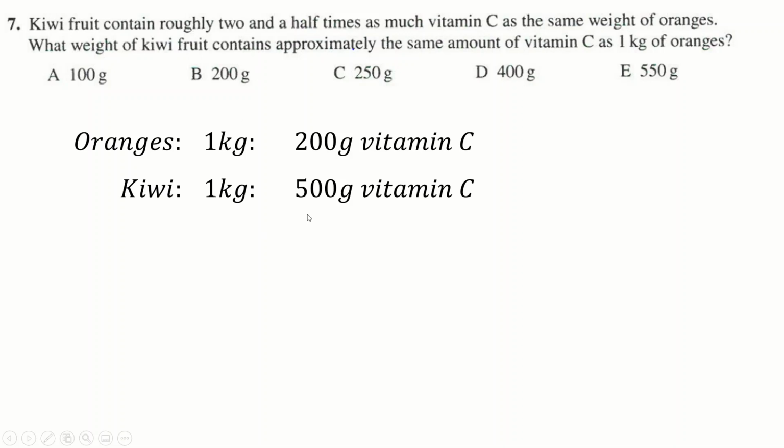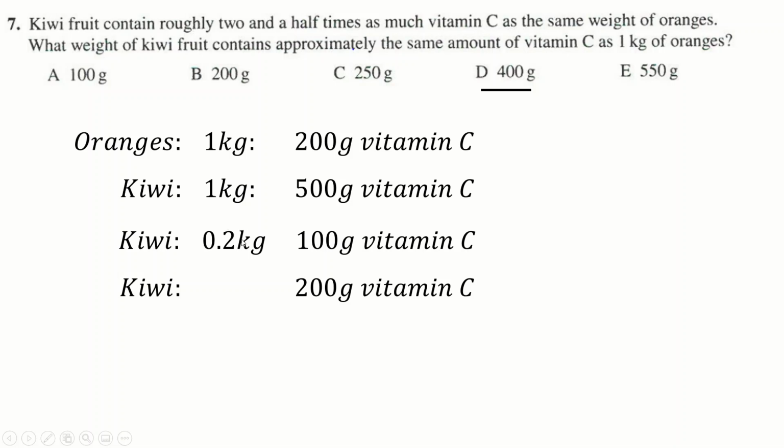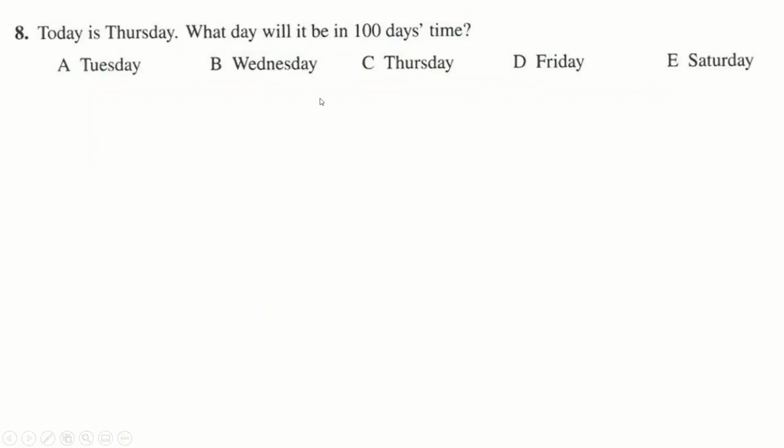What weight of kiwi fruit contains the same amount as 1 kg of oranges? So what weight of kiwi fruit do I need to contain 200 grams of vitamin C? Well, if I just divide this by 5, I get that 0.2 kilos has 100 grams, and then times it by 2 to get 0.4 kilos has 200 grams. And the answer will be 400 grams, or 0.4 kilos. Obviously, it's both the same.